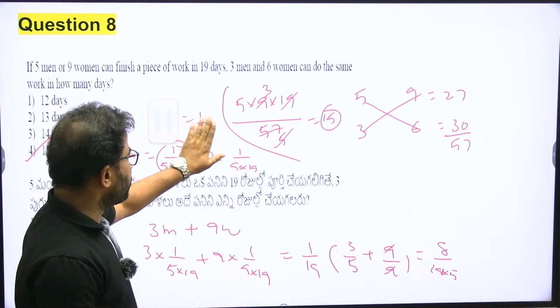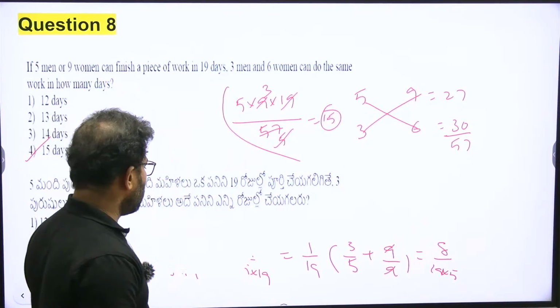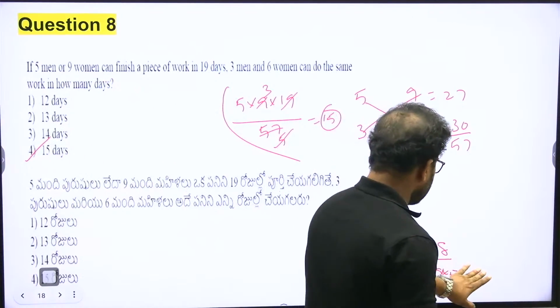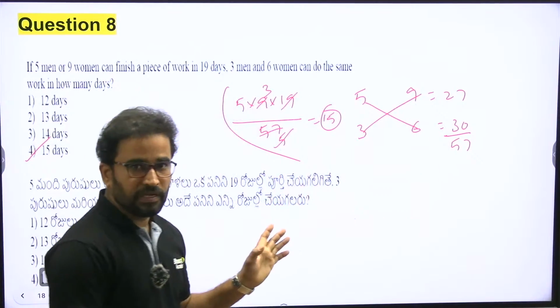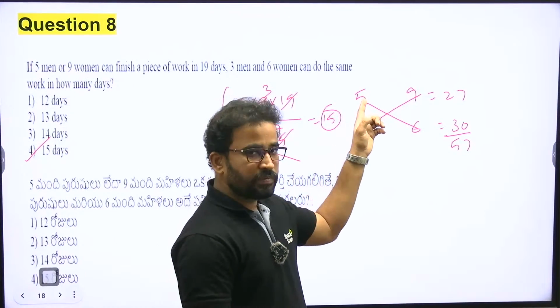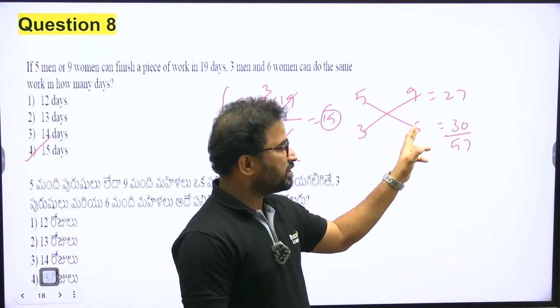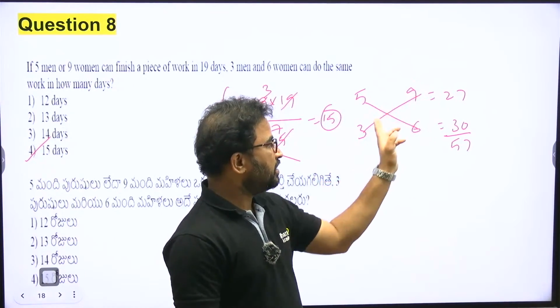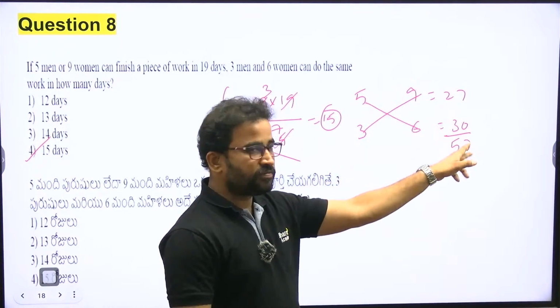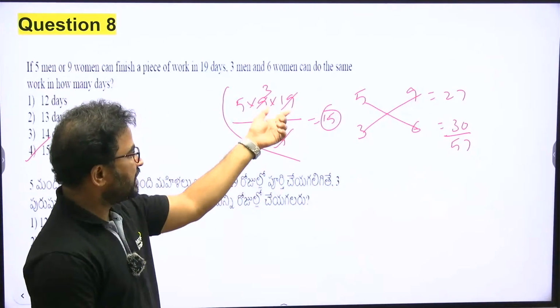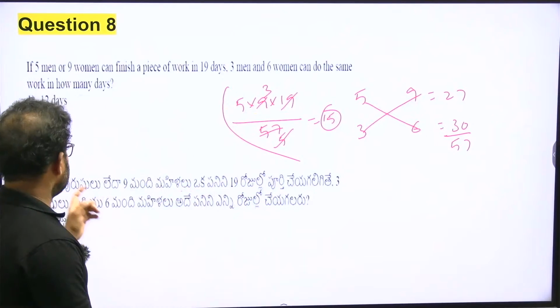But better you can approach in this way. So this is not going to be the effective method for a competitive exam. Better you can work this way. Initially 5 members, right now 3. Initially 9 members, right now 6. Cross product method: 3 9s are 27, 5 6s are 30. The sum value is equal to 57. If I cancel this one, 5 3s are 15 days is the right answer.